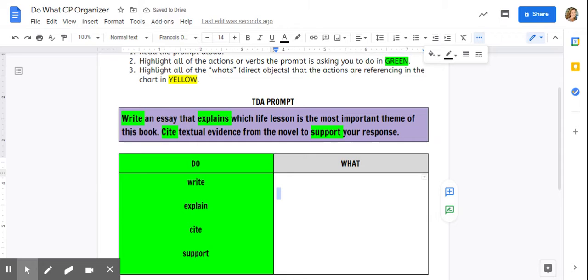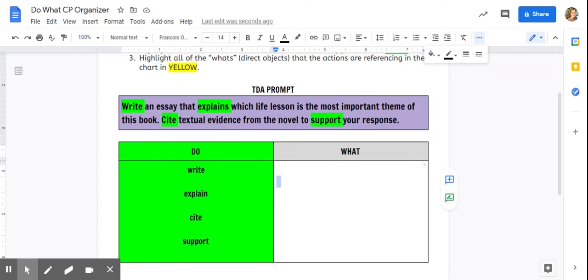Now, we're going to go back up to the directions to number 3. This is the last thing we do, according to the directions.